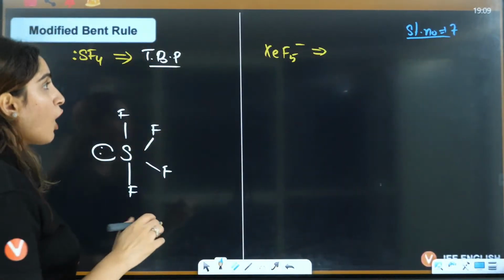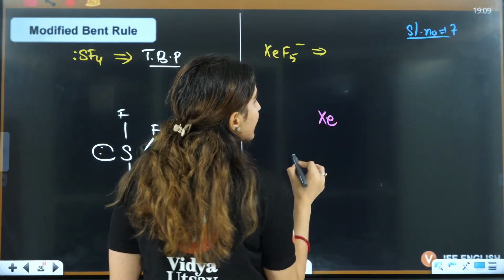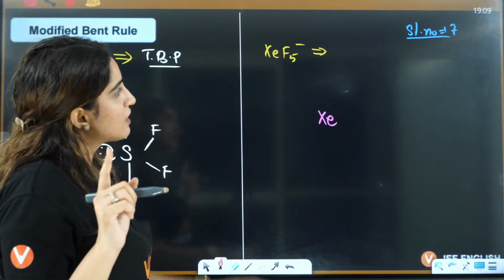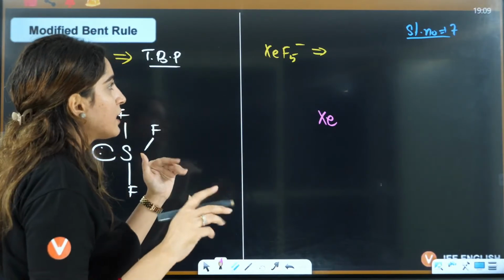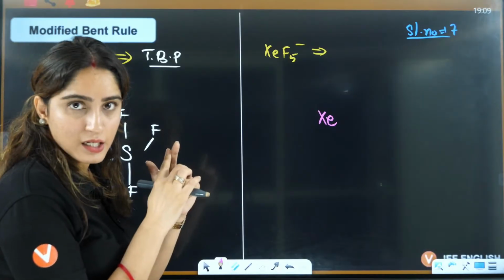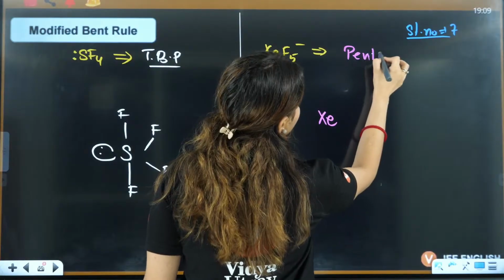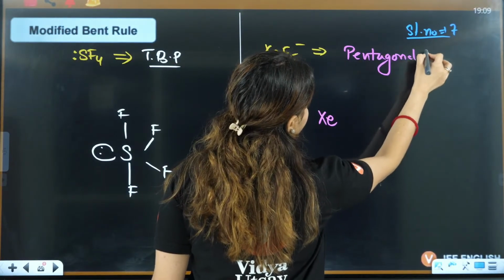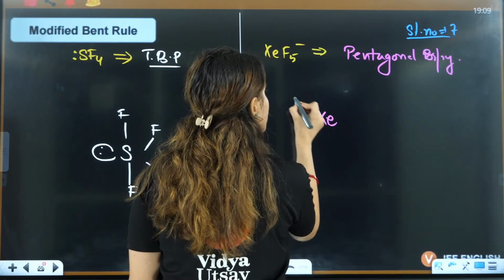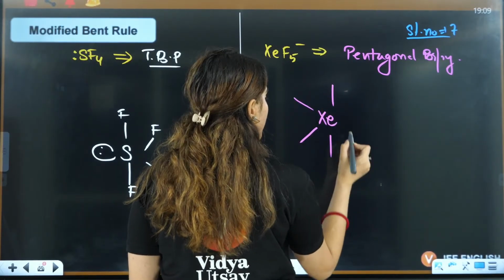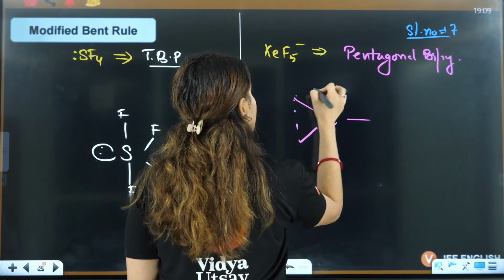Okay. Now when the steric number is 7, that means this is xenon, right? What you will have here is pentagonal bipyramidal. So pentagonal means 1, 2, 3, 4, 5. This is the pentagon.